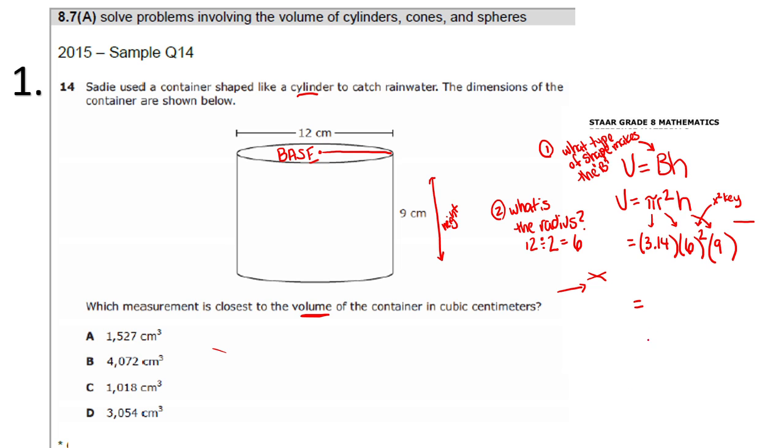Now, you should have gotten 1,117.36. That is not one of our answer choices. However, it does say which one is the closest. The reason why our answer doesn't match up exactly is because we use 3.14 for pi, and that's an approximation. So the one that is the closest is C.